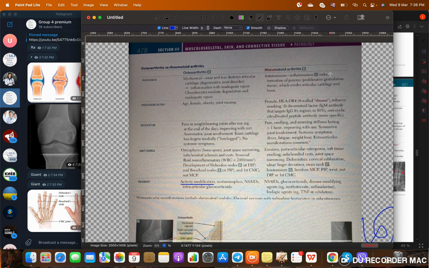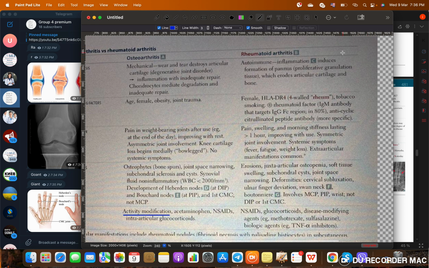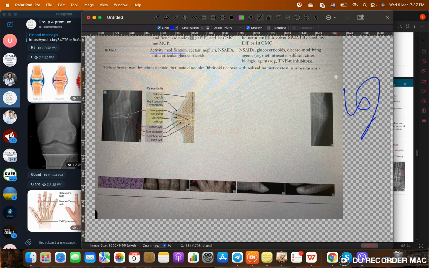So the next thing they say is about rheumatoid arthritis. This one is actually inflammatory, and it can lead to formation of the pannus. The pannus is a condition.